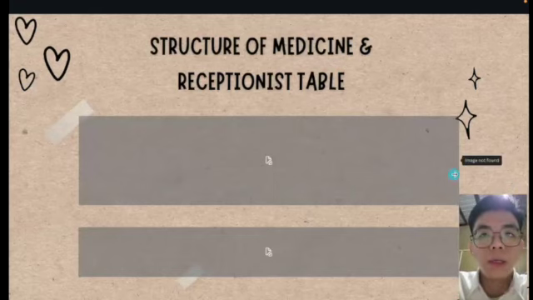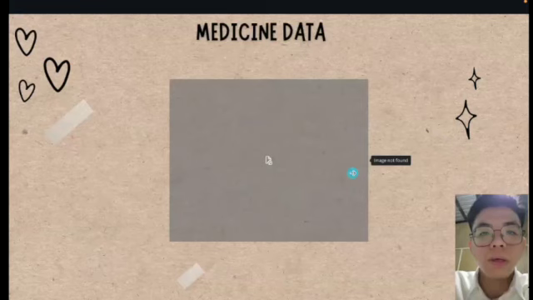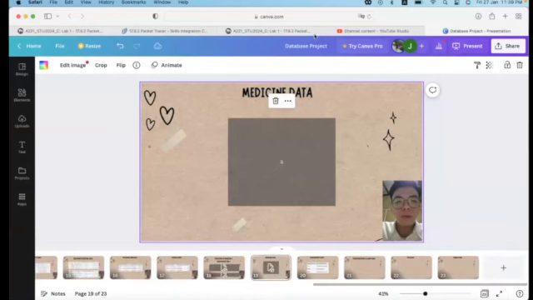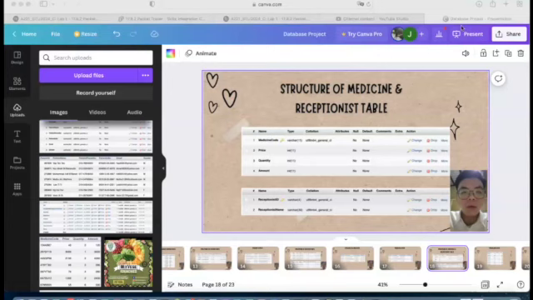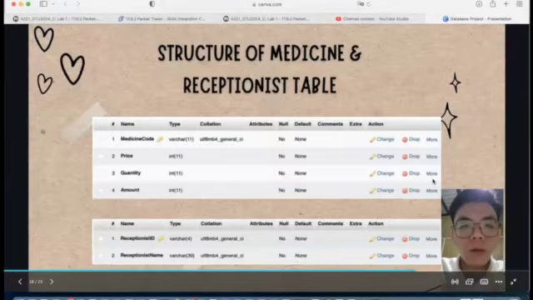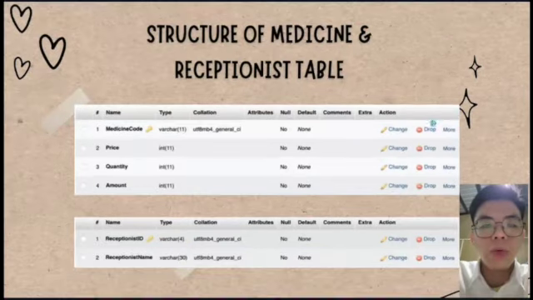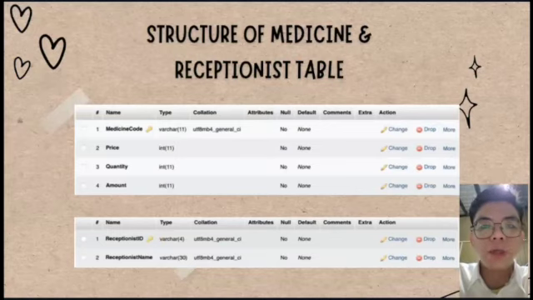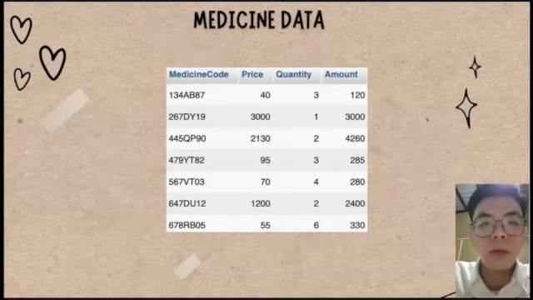And then the next 2 tables are medicine table and receptionist table. And this is the structure of it. Medicine code as the primary key for medicine table, price, quantity, and amount as the normal keys, and then receptionist ID as the primary key, and receptionist name as the normal key for the receptionist table.